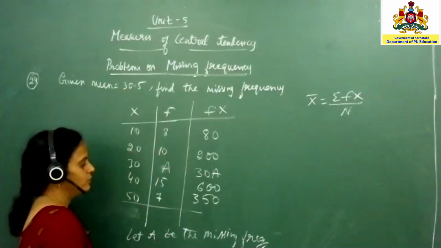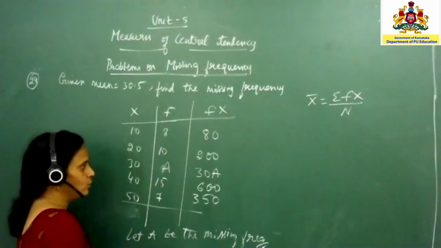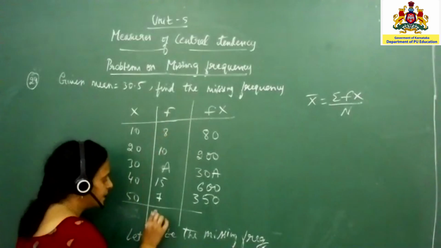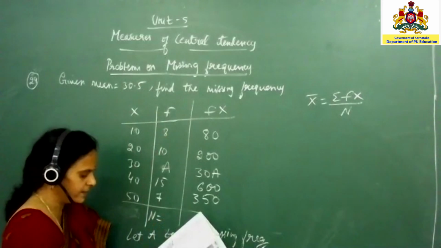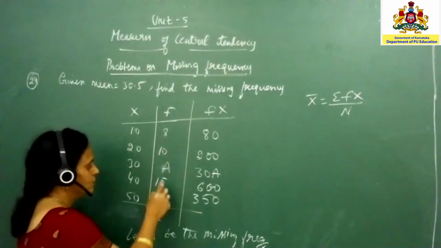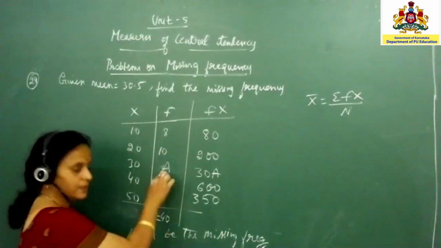So fx is over. So next job is I should do the total. Right? So total of second column, that is frequency column. Once you work out, you are getting 40. So this total is 40 and A, it is unknown.